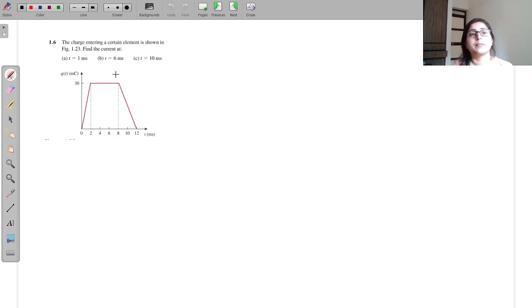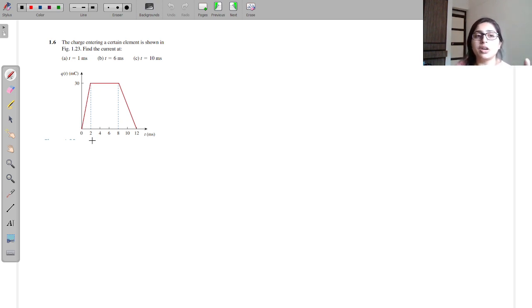Next, let us see this. The charge entering a certain element is shown in the figure. This is the figure now, it is the charge versus time. Find the current at t is equal to 1 millisecond, t is equal to 6 milliseconds, and t is equal to 10 milliseconds. We all know how to find this.